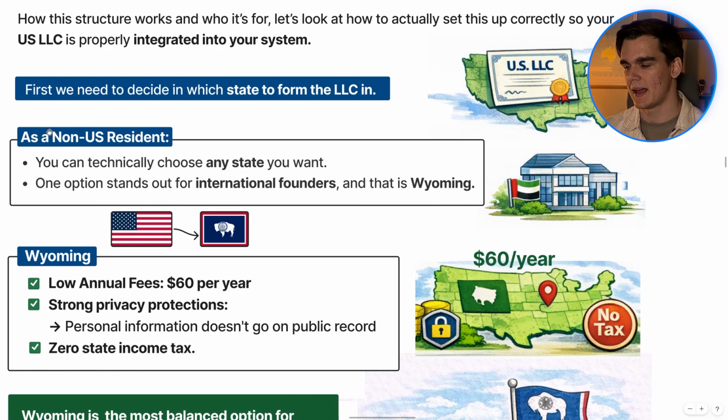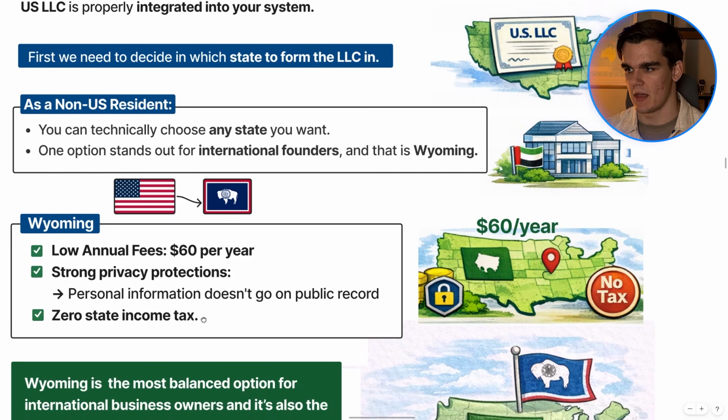Now technically, as a non-US resident, you can choose any state you want. However, one option stands out for international founders, and that is Wyoming. Wyoming has very low annual fees, currently around $60 per year. It also offers strong privacy protection, meaning your personal information does not appear on public state records.